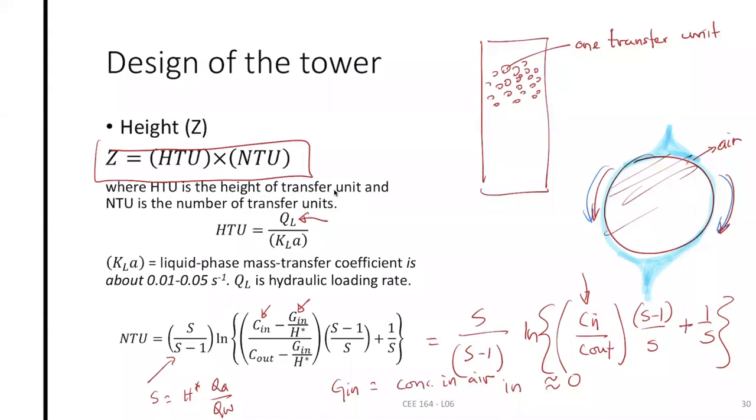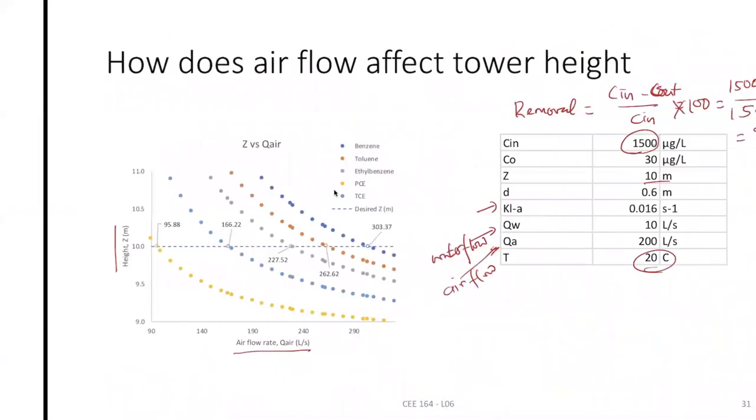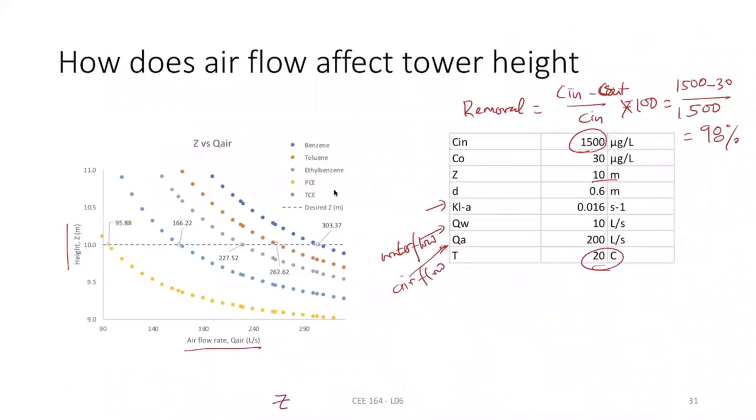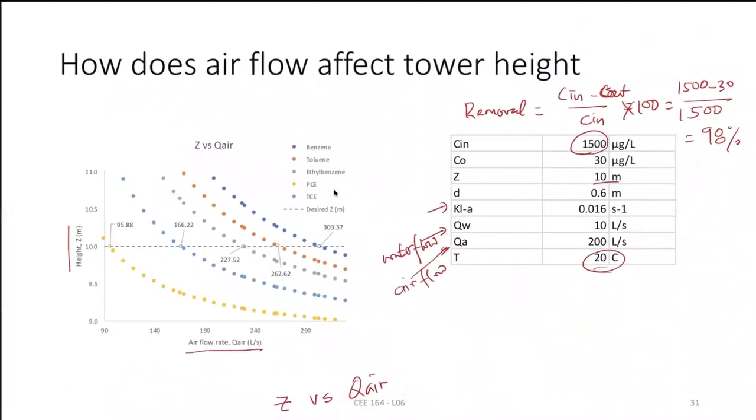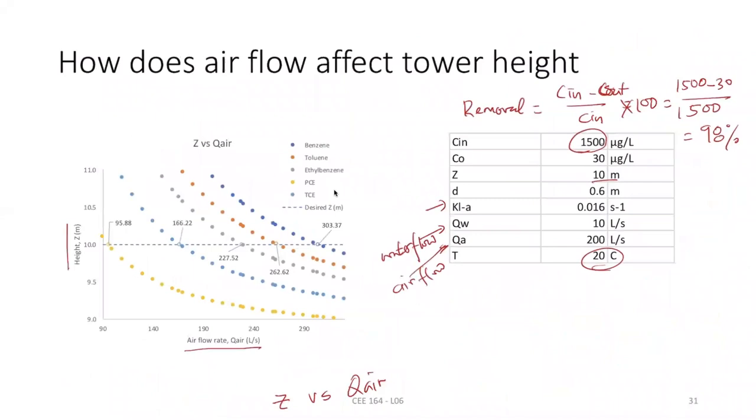You can vary and then plot height versus Q air just by using those equations. And then you can plot this value based on different airflow rates.